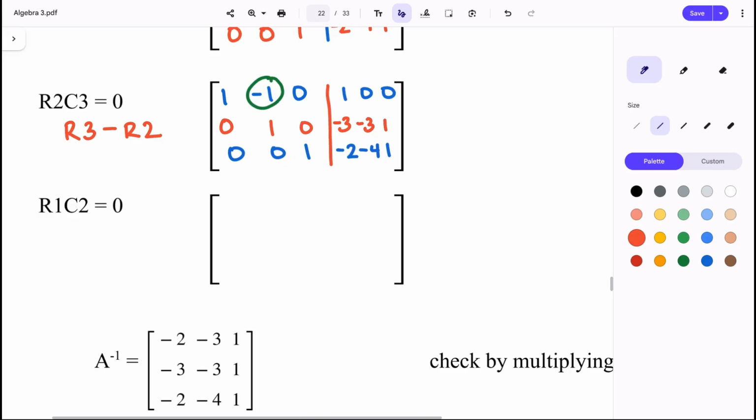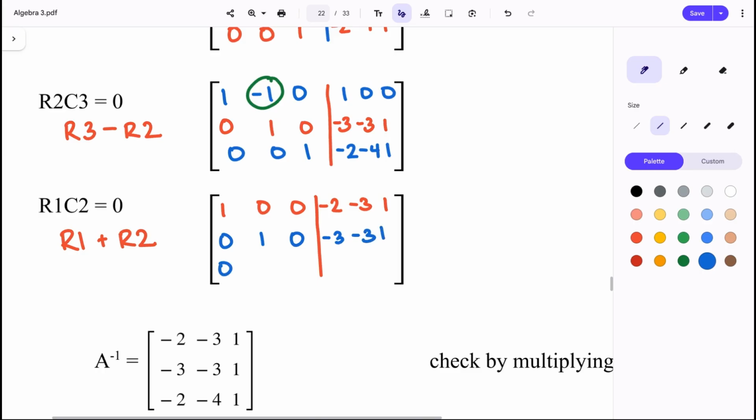Can you just, yeah, row 1 plus row 2. So this would say 1, 0, 0, -2, -3, 1. Everything else looks the same. Okay. And so now when I look at this, my 1s are diagonal, everything else is a 0. I've switched the parts of my matrices. I had the inverse originally on the right-hand side. I wanted it to be on the left-hand side.